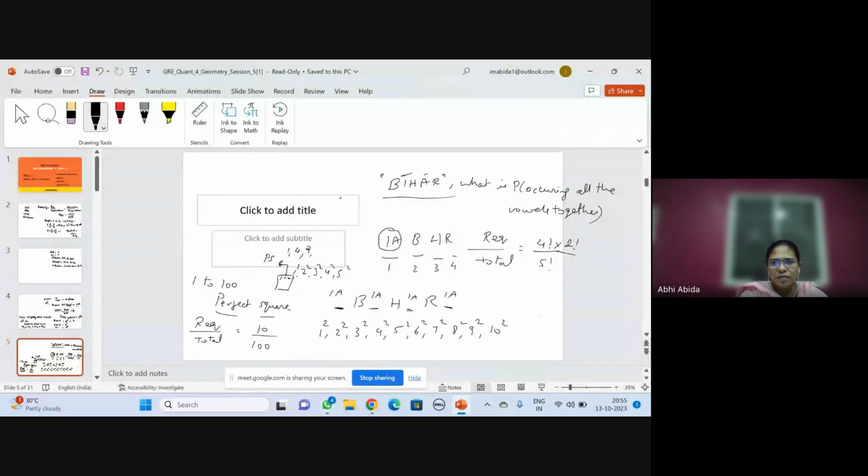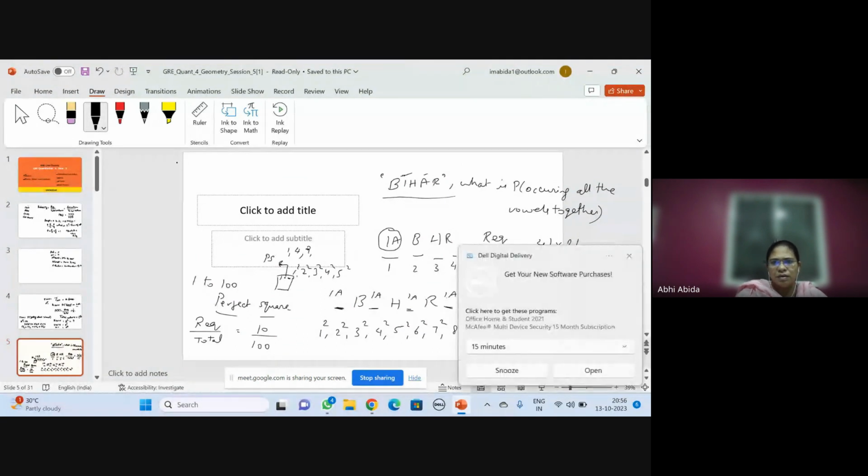See, the question here is the probability of all the vowels occurring together. The word may be anything. We should not worry about the word, we should worry about the number of letters in the word. So Bihar contains how many letters? 1, 2, 3, 4, 5 letters. Whenever a word is given, the total outcome will always be the number of letters in the word factorial.